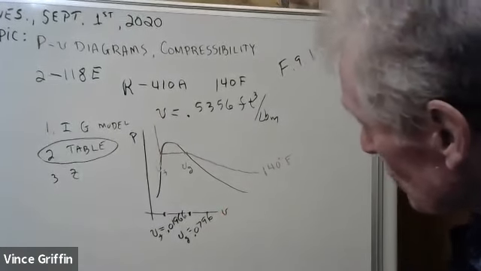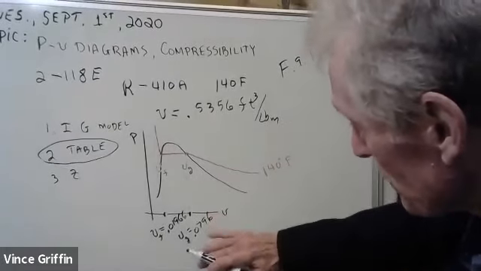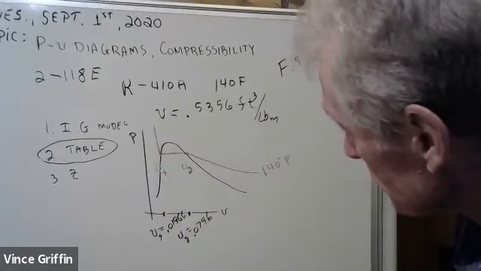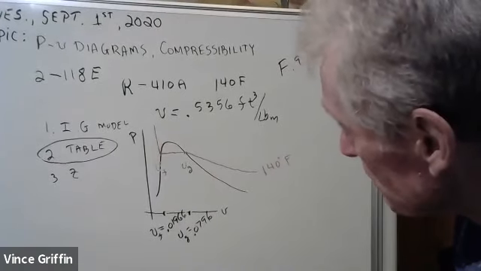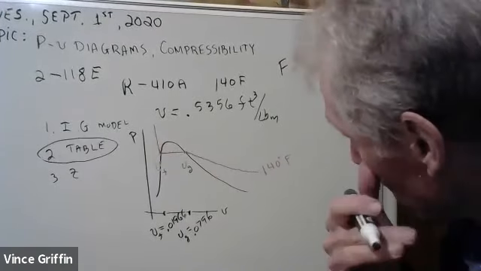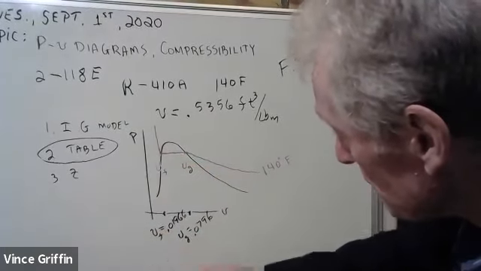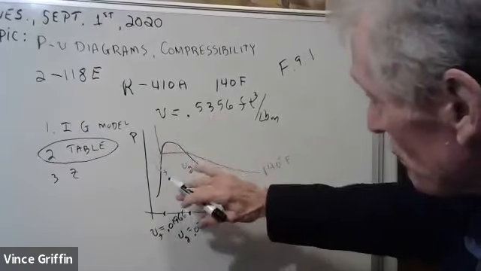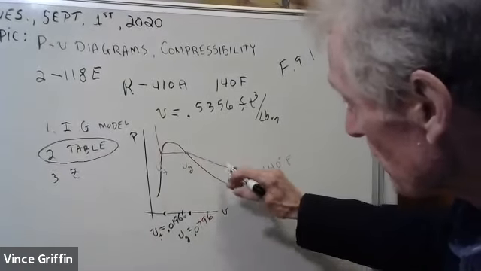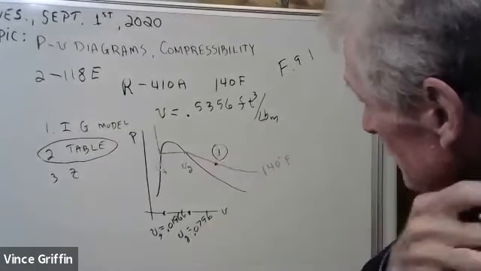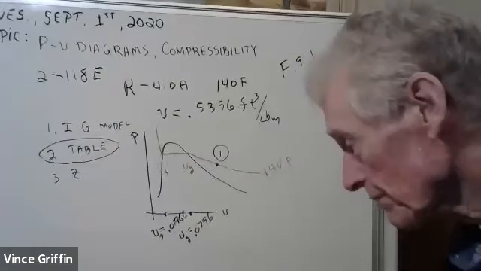Well, you know what? 0.5 is bigger than either one of those. We are not in here. Do you understand? 0.5 is bigger than, we're out here someplace, guys. Here's state one. We're out here someplace.